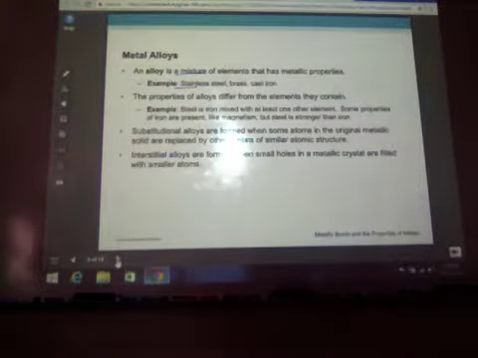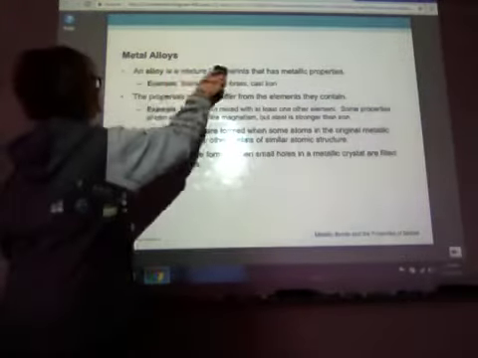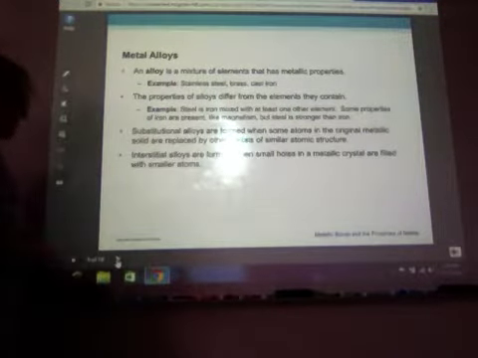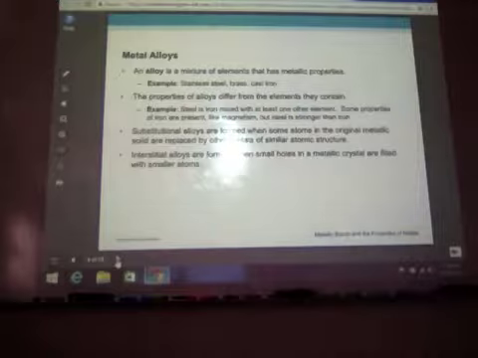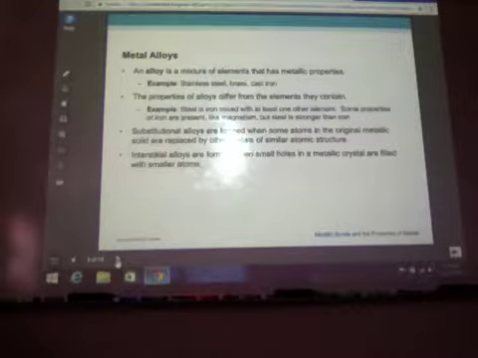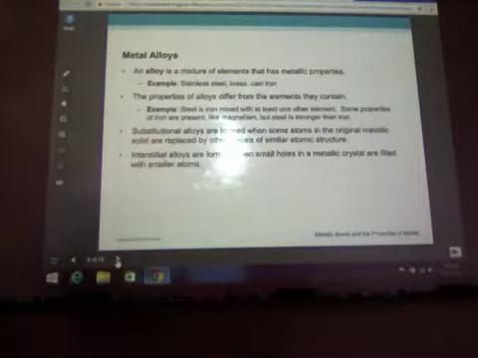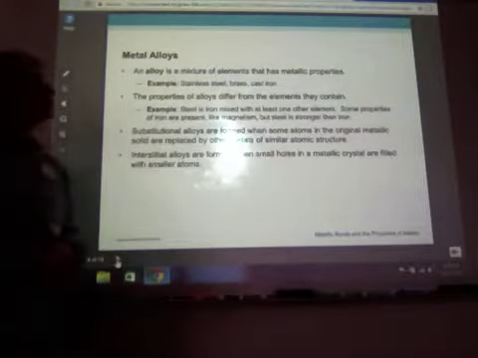And then, getting towards the end, alloys. And you may not think this is important, but a lot of things that you use are alloys. Your car, the faucets and things in my room are probably alloys. Some of your jewelry is probably alloys. The pots and pans that you cook with.